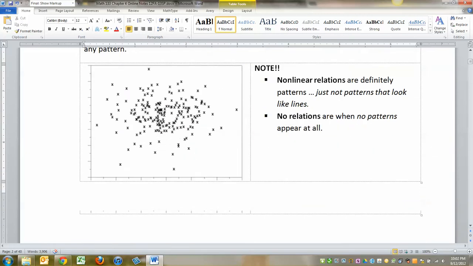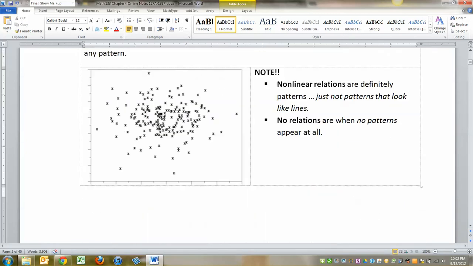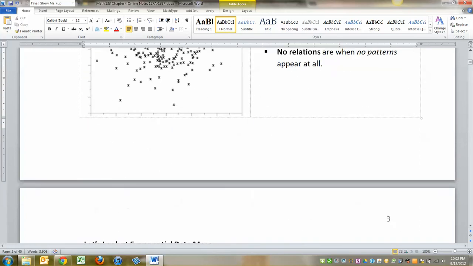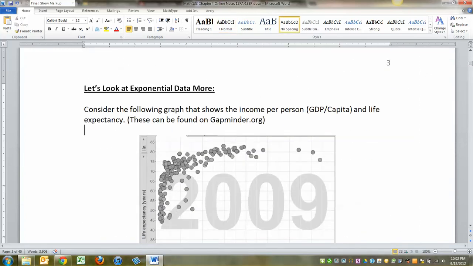And linears are the ones that we're going to be working with the most. Linear patterns are what we care about. To be honest with you, exponentials are kind of a big deal too, but we're not going to work with them very much. Actually, we're not going to work with them hardly at all. All right, so let's look at that exponential data just a little bit more.